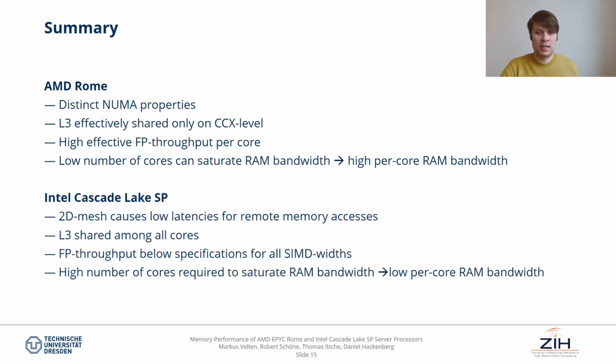The Cascade Lake processor, on the other hand, has no distinct NUMA design thanks to its 2D mesh, which means that the L3 is effectively shared among all cores with low latencies. We've seen that floating point throughput is below specifications for all SIMD widths, and we've seen that a high number of cores is needed to saturate the main memory bandwidth, which means that we have a low per core main memory bandwidth.